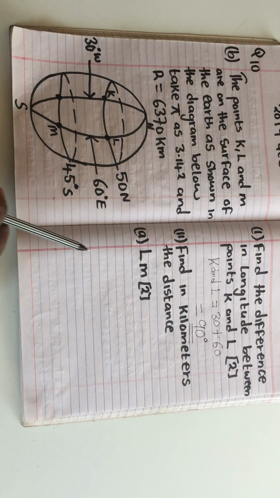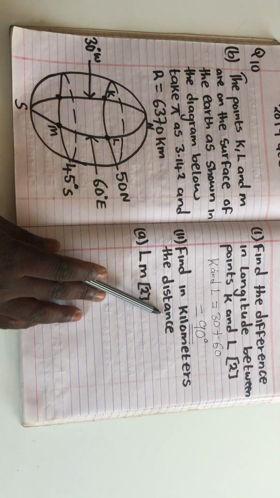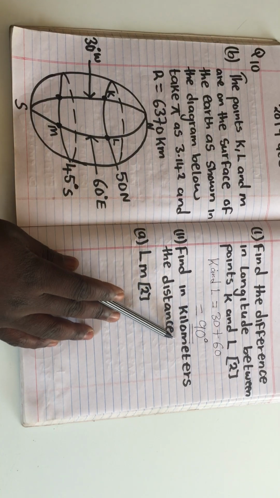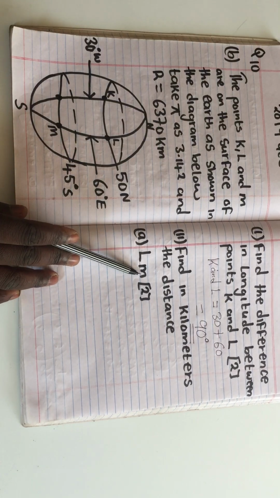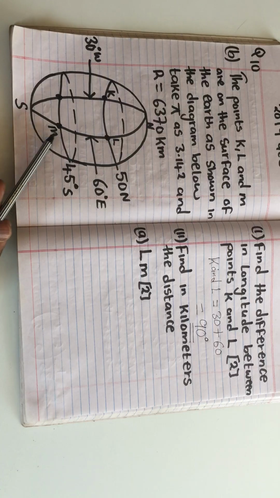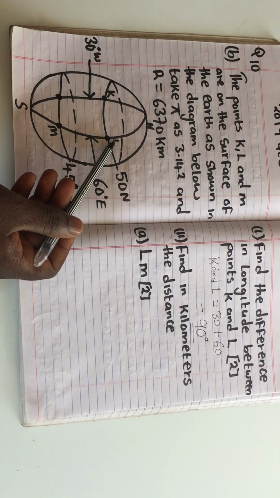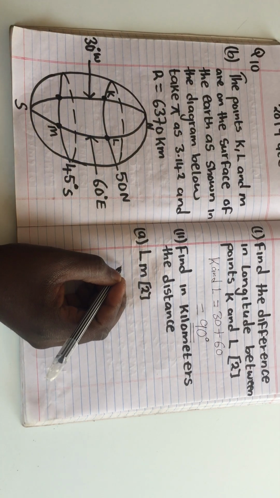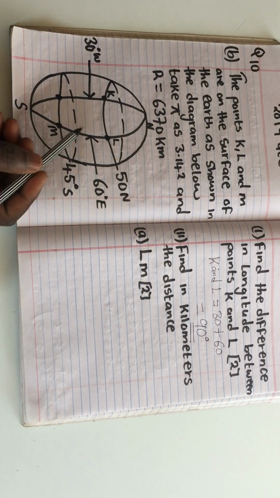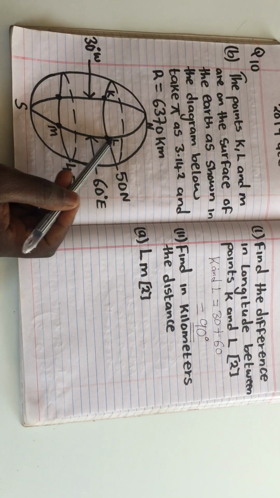We come to number 2. Number 2 says, find in kilometers the distance LM. Once you are calculating distance along the longitude, this is the formula. How do you know this is the longitude? You can see they say LM. This is distance along longitude.